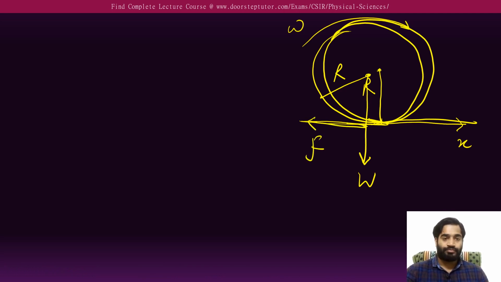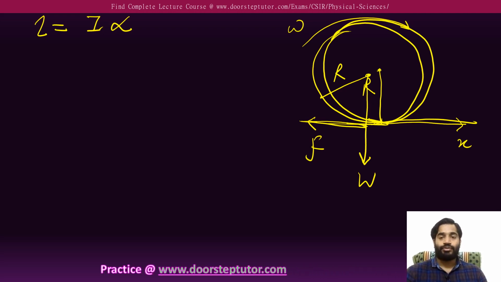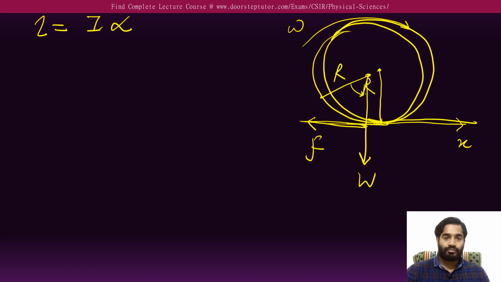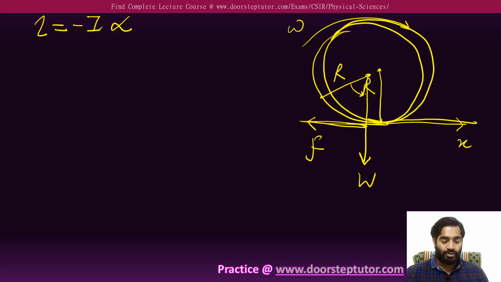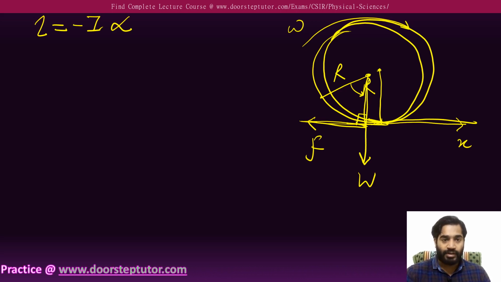Now we know what torque is. Torque is I alpha. Whenever the torque is there, the direction of angle is opposite to the torque. For example, the angle we measure from here is opposite to the torque. So here I will apply the negative sign. Now what is torque actually? Torque is frictional force times distance. These are perpendicular to each other, so I write this as Fr, where F is the frictional force.